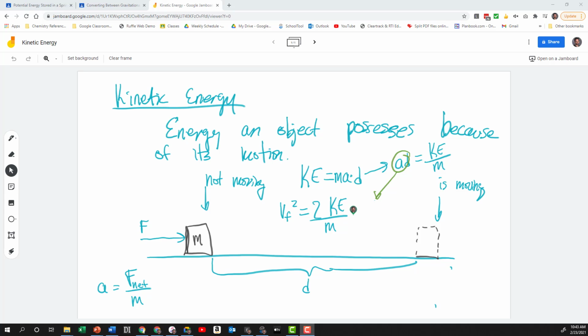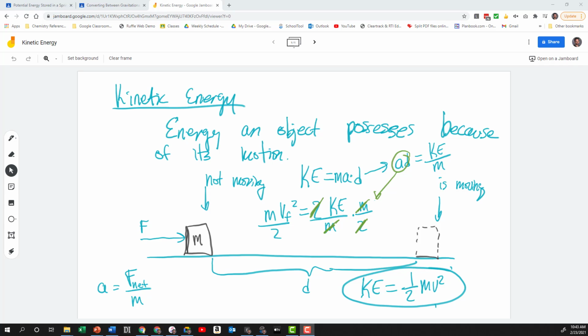So I'm going to multiply both sides by m and divide by 2. These cancel out. And we end up with the equation that the kinetic energy that the object has when it's moved through a distance by a force is equal to 1/2 m v squared. So that is your kinetic energy.